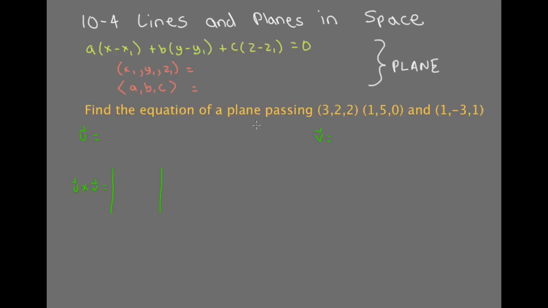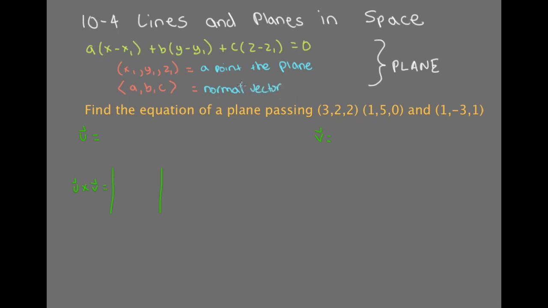Looking at planes now, the standard form of the equation of a plane in space is going to be a times the quantity x minus x1 plus b times the quantity y minus y1 plus c times the quantity z minus z1 is equal to 0. The point x1, y1, z1 is a point on the plane itself. It's kind of similar to the equation of the line in space. And then the vector ABC is going to be a normal vector to the plane.